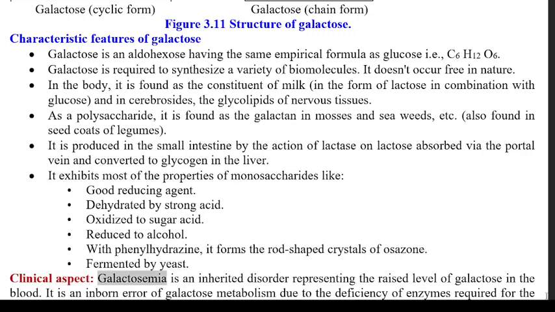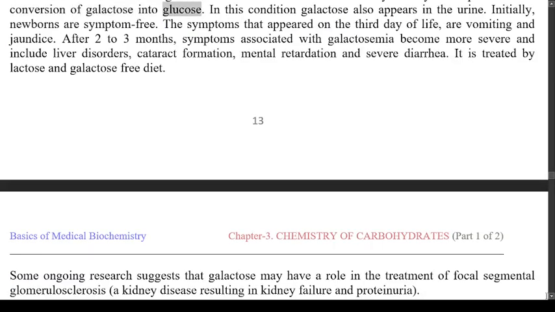Clinical aspect. Galactosemia is an inherited disorder representing the raised level of galactose in the blood. It is an inborn error of galactose metabolism due to the deficiency of enzymes required for the conversion of galactose into glucose. In this condition, galactose also appears in the urine.